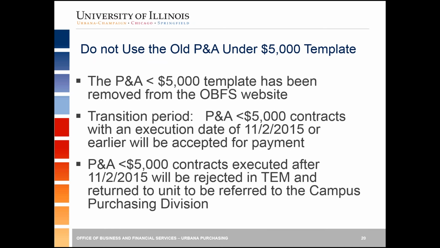New contracts should not be initiated on the old professional and artistic services under 5,000 templates. Procurement Services recognizes that units may have initiated contracts on the old P&A under 5 templates prior to October 5th of 2015. Accordingly, University Payables will process for payment in the TEM system P&A under 5 template contracts that are executed on or before November 2nd of 2015. Any P&A agreement under 5,000 template contract that is executed after November 2nd will be rejected by UPay. So after November 2nd, you need to use the new template.